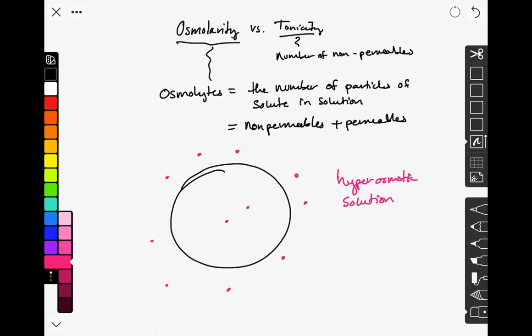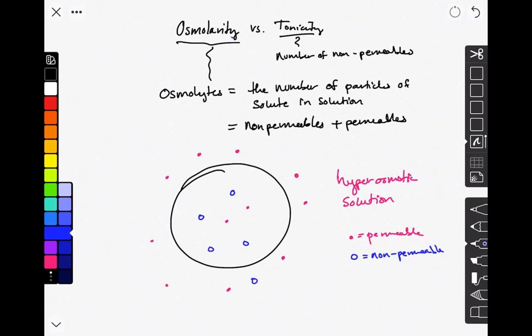Let's move on to a mixed case where you've got permeables and non-permeables together. So in this case, the pink are going to be permeable, and I'm going to add blue particles, and the blue particles are going to be non-permeable. Okay, so in this case, we have more particles total outside, so we're in a hyperosmotic solution, but since we have more non-permeables inside, we're actually in a hypotonic solution.